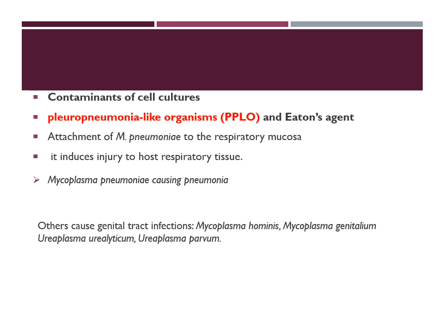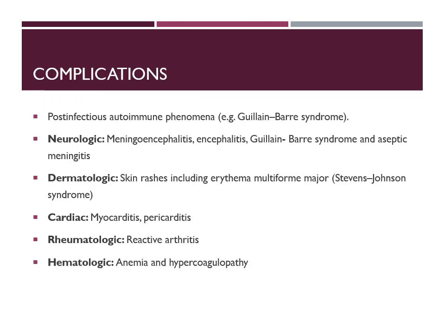Now, the species Mycoplasma pneumoniae is the one that causes pneumonia. Other species cause genital tract infection, that is Mycoplasma hominis, Mycoplasma genitalium, Ureaplasma urealyticum, Ureaplasma parvum. So when you are asked for any short note on atypical pneumonia, you have to mention only Mycoplasma pneumoniae. Now, there are certain complications associated with this Mycoplasma infection.